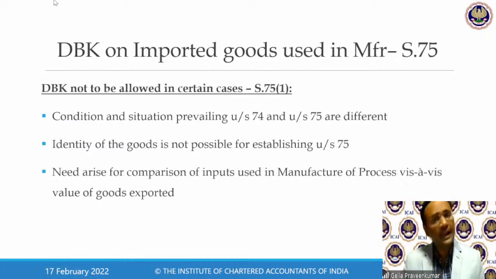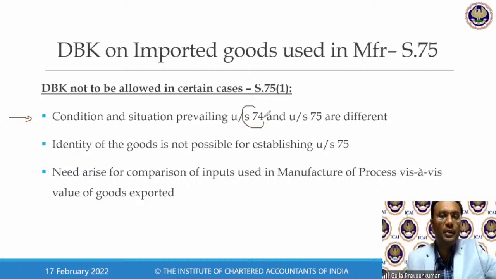Now, having said that, terms and conditions. Sir, is it a free permissible trade? They say my drawback is not allowed in few cases. What is that? Condition and situation prevailing under 74, 75 are different. My Section 74 as it is, Section 75 which is in a composition form.